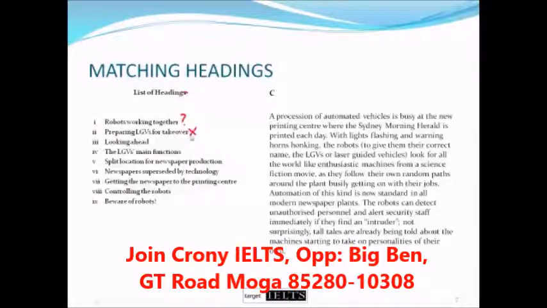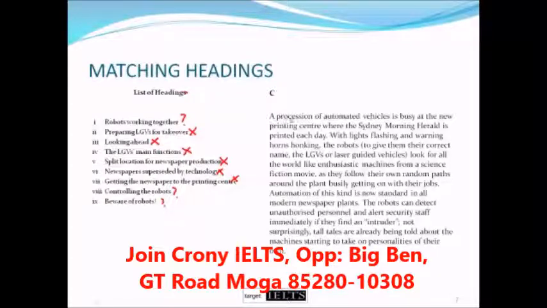Preparing LGVs for takeover. Looking ahead, that's a definite no. LGV's main functions. Does not talk about the principal task. Split location. Newspaper superseded. Getting the newspaper to the printing center. Controlling the robots. Beware of the robots. Now I do know that it does talk about robots, so really we have got three different types of headings which do apply. I'm still not sure, so in this case, we'll have to fall back and read the entire paragraph.